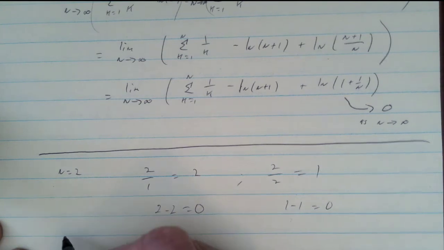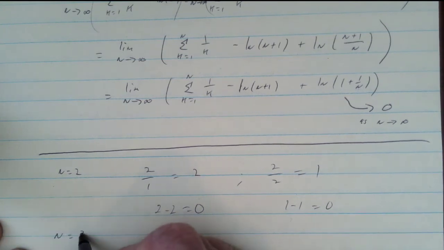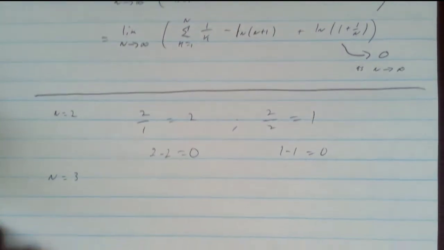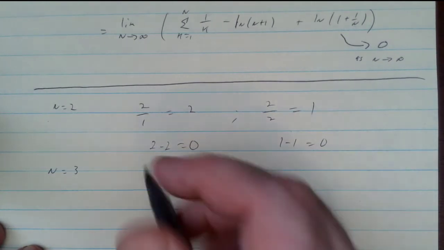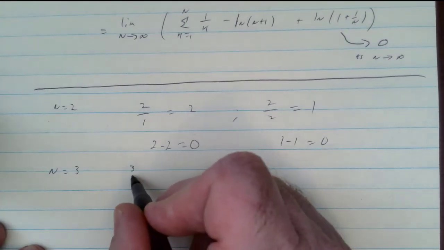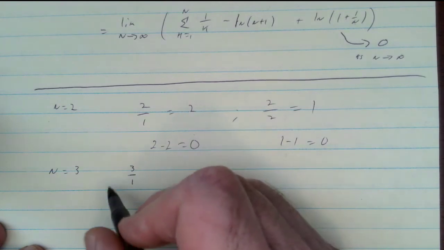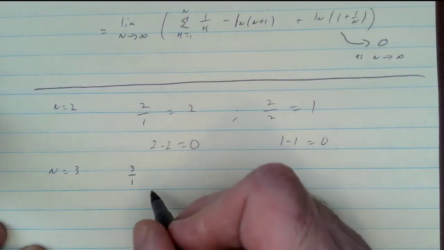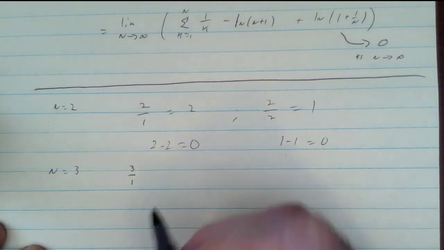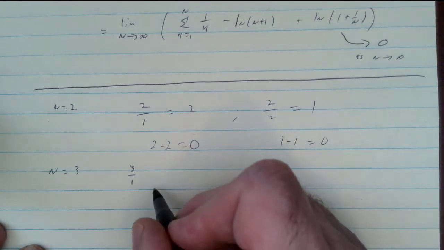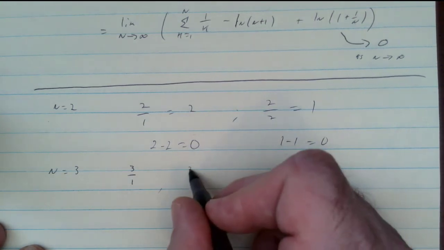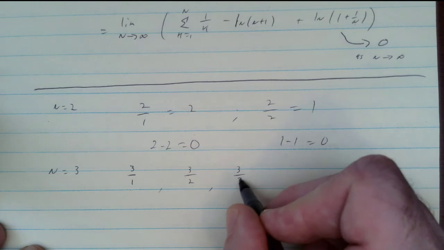So we'll start to get fractions at this point. So when n is 3, I'm going to divide 3 by every number smaller than 3. Did I say all of its divisors? No, not all of its divisors. Every number. So 3 over 1, 3 over 2, 3 over 3.